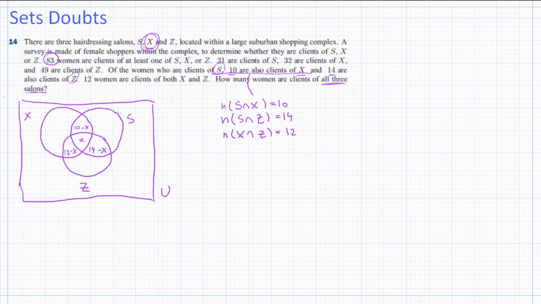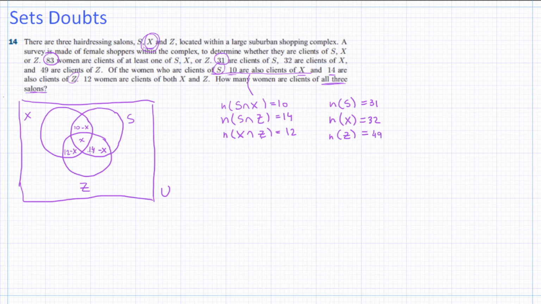Now the next step is for us to go to our sets S, X, and Z as a whole. We are told about the number of people in each of those sets. The number of elements in set S is 31. We are also told the number of clients, so the number of people in set X is 32. And lastly, the number of elements in set Z is 49.